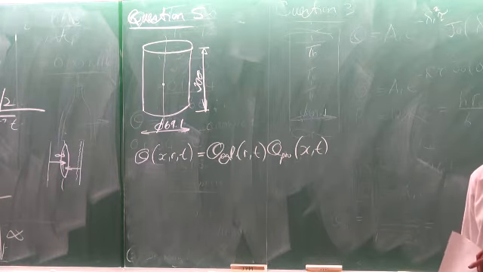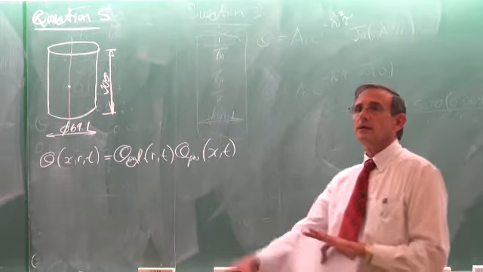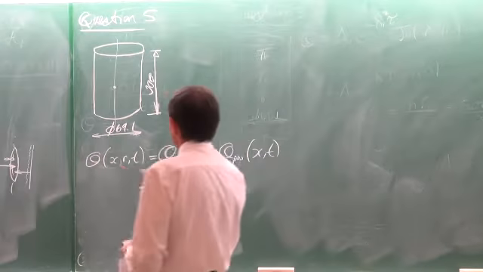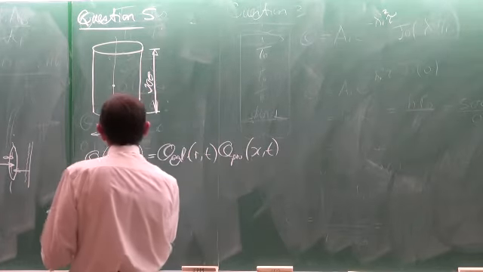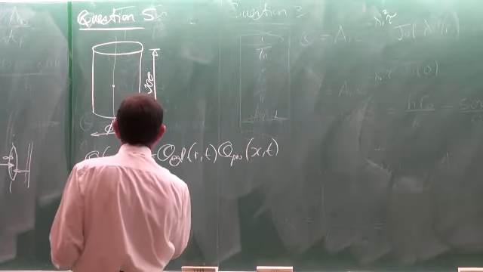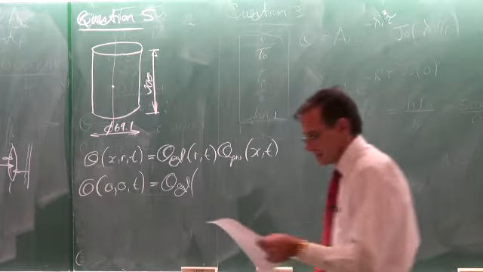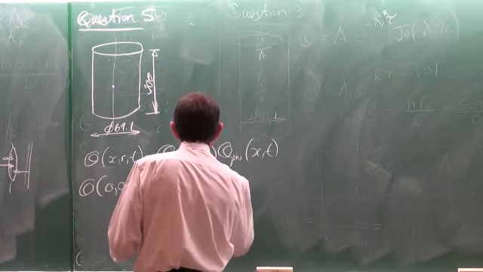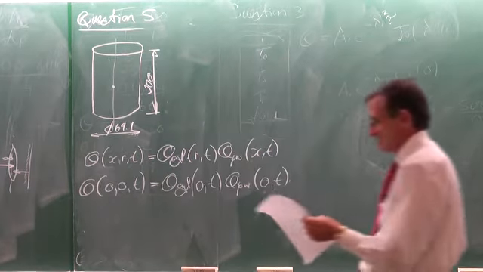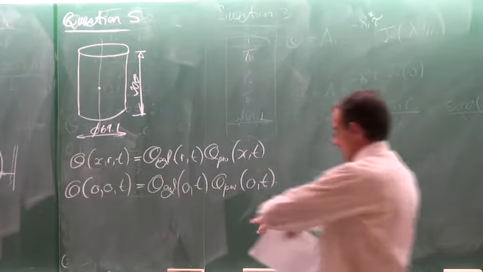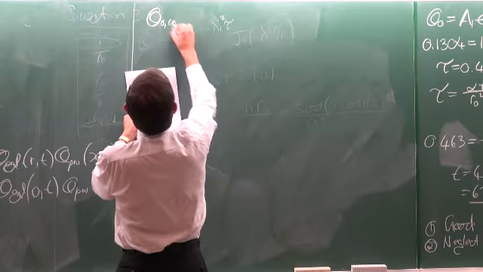And now, we would like to know the temperature at x0, at r0, as a function of time. It's equal to the non-dimensionalized solution for a cylinder, where r should be 0, multiplied by a plane wall, where x should also be 0. So that is the solution that we need to get. So let's firstly look at the solution for a cylinder.